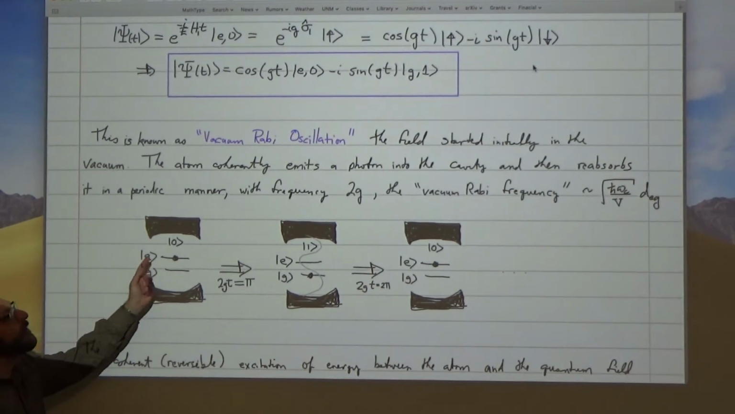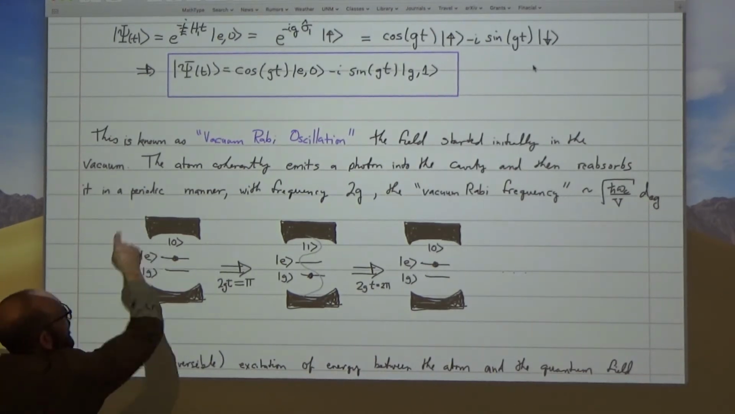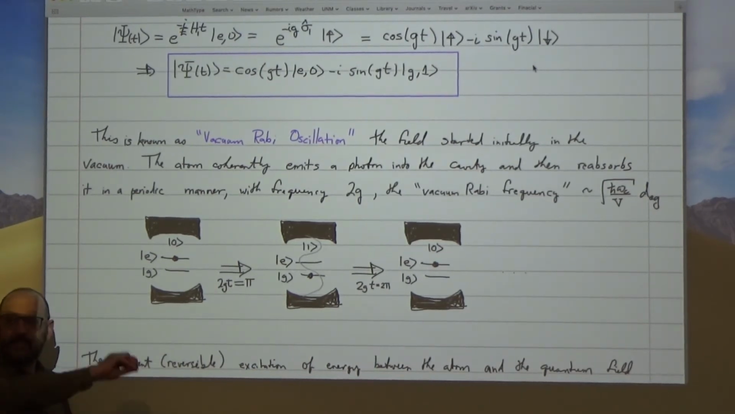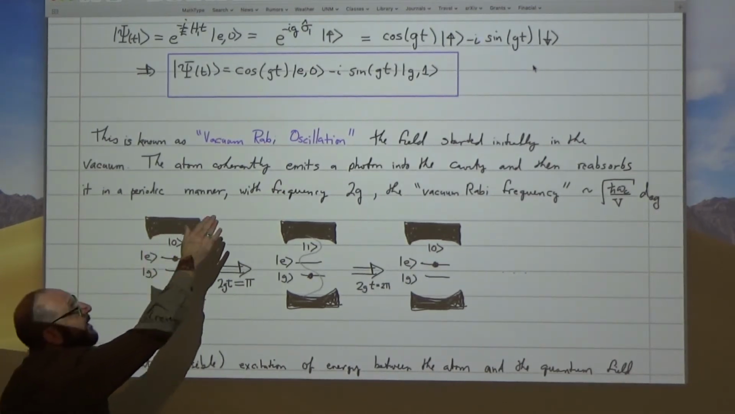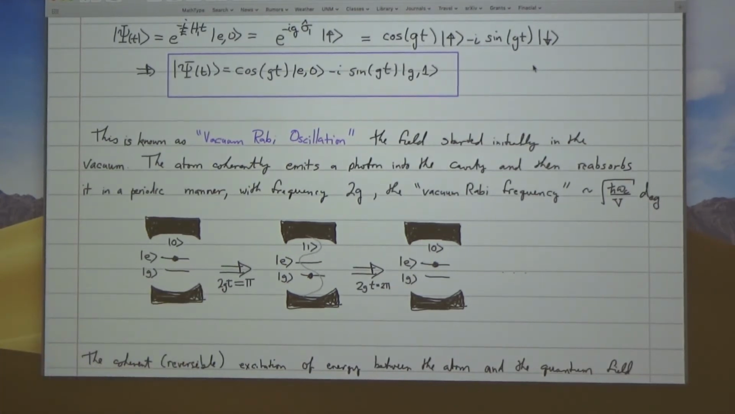And this is what's known as vacuum-Rabi oscillations. The system would oscillate, as shown there in that purple box, between being excited with no photons in the cavity, or being in the ground state with one photon in the cavity. Then it will reabsorb, re-emit, reabsorb, re-emit. And intermediately, it would be in a superposition of those two. Yeah, Brian, you have a question?